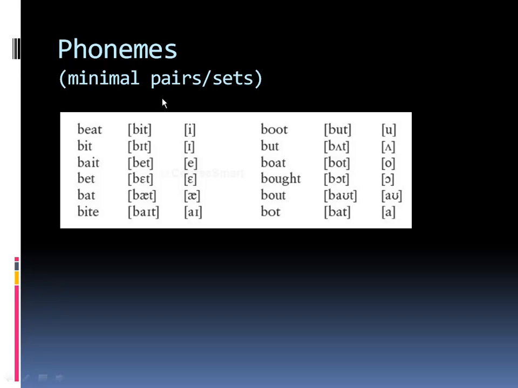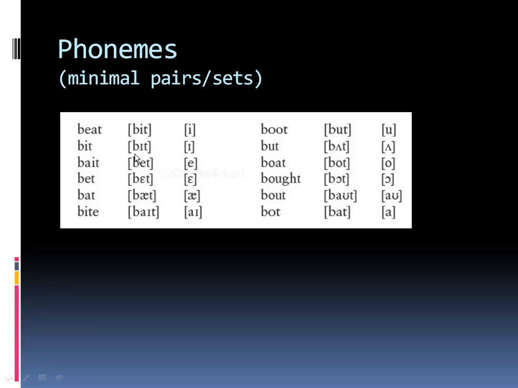One important concept that you need to understand when you tease out the phonemes of a language is this concept called minimal pairs. In this case, it's a minimal set. The minimal pairs are usually two words. Let's look at the first two: beat and bit. If you look at the phonetic transcriptions here, they're identical except in one sound, right? So they form a minimal pair.